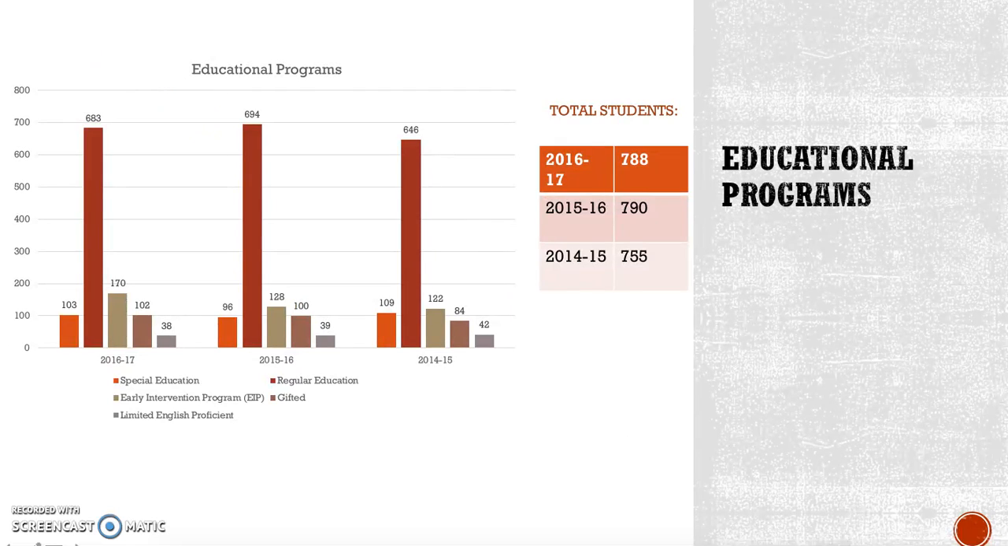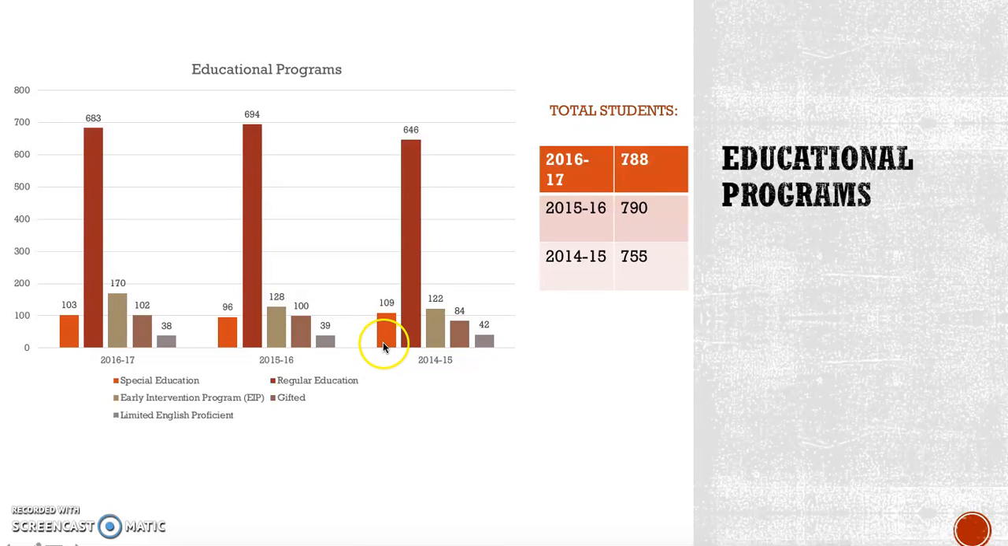As we look at educational programs offered within the school, we see, for the most part, that gifted, we see a growth from 84 over the course of the 3 years, 84 students to 100, and then 102 students. We also see a large growth in the population of early intervention program students from 122 to a big shift to 170 students. So we want to make sure that we have specific teachers who can support those students to make sure that they're getting everything that they need as the gifted and early intervention program population increases.